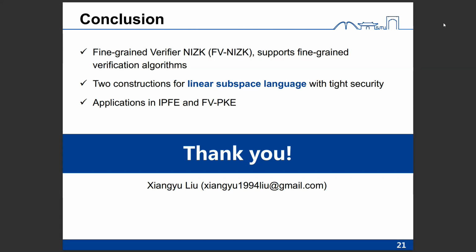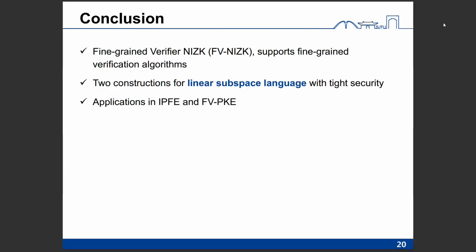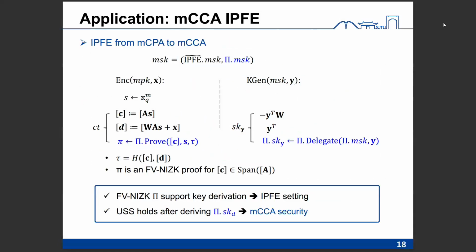Thanks for the talk. Any questions? So I have a question. Okay, please. For the FVNISC, when you generate the master secret key, do you need to know the language? Yes, you need to know the language first. So it's also kind of quasi-adaptive. Yes, quasi-adaptive. And do you know of any formal connections between FVNISC, QNISC, and DVQNISC? Do you have any formal implications between these notions?